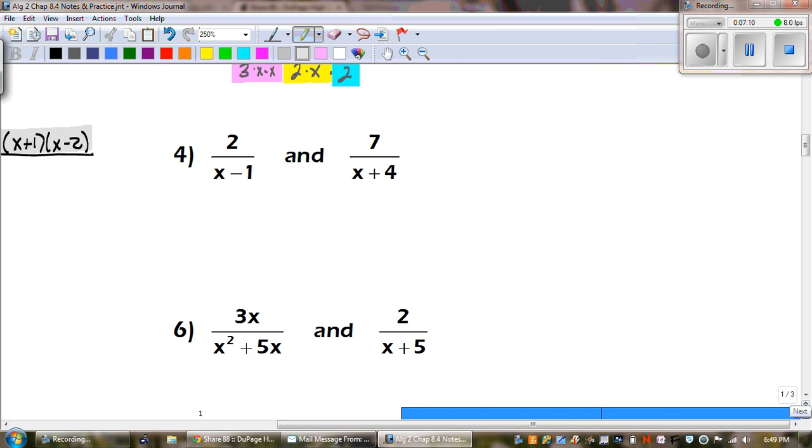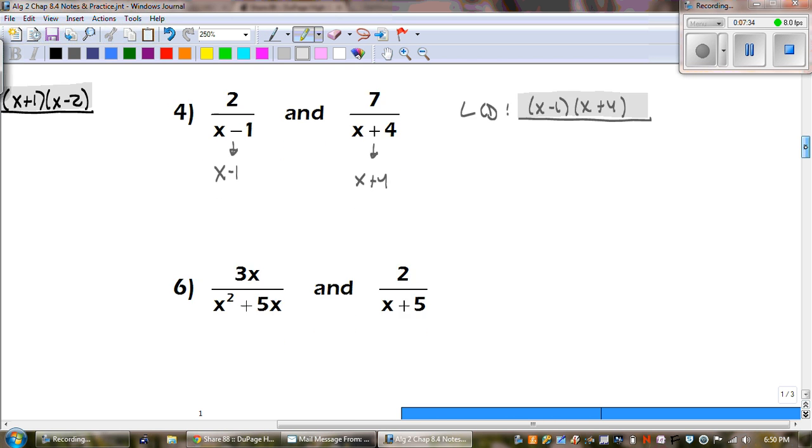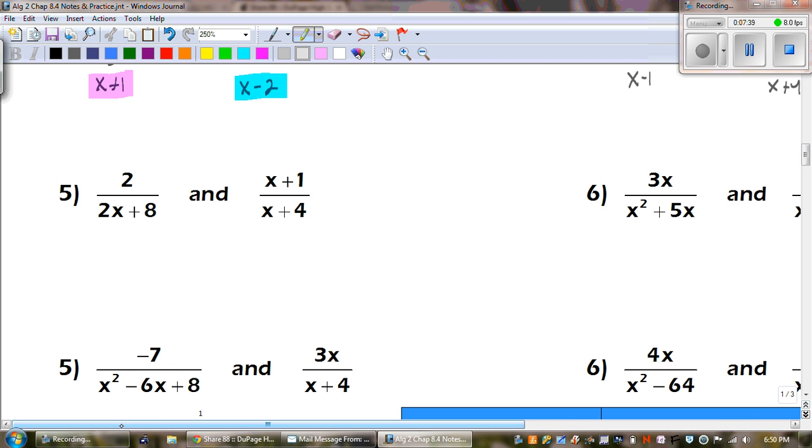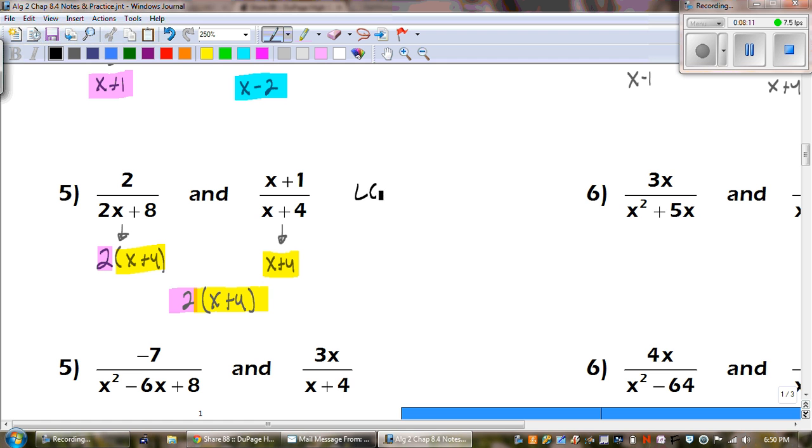All right, number 4. It's the same thing. We can't factor the x minus 1, and I can't factor the x plus 4. So my LCD would be a combination of those, which would be x minus 1 times x plus 4. Okay. Now I can start to factor. I can pull out the GCF of 2, and we're left with x plus 4. Well, this guy is just x plus 4. So what they have in common is x plus 4. But what I need to add, I would need to add the 2. So my LCD would be what I have at the bottom, would be the 2x plus 4.